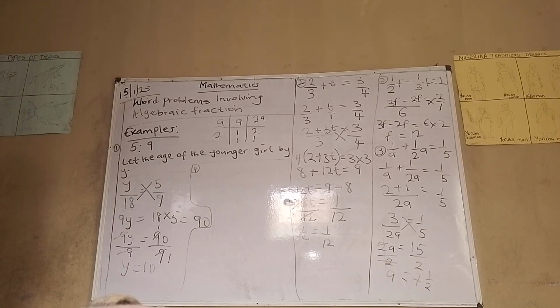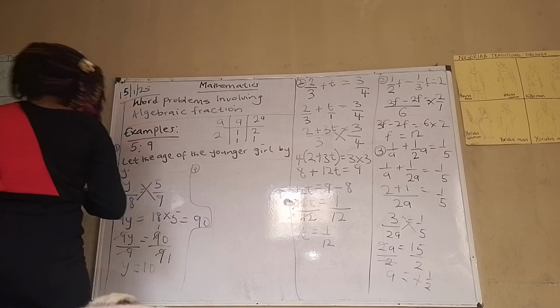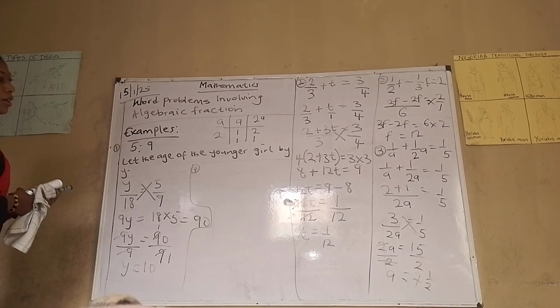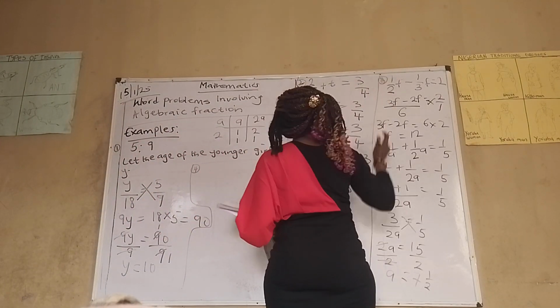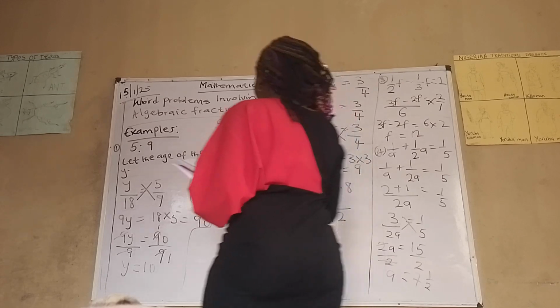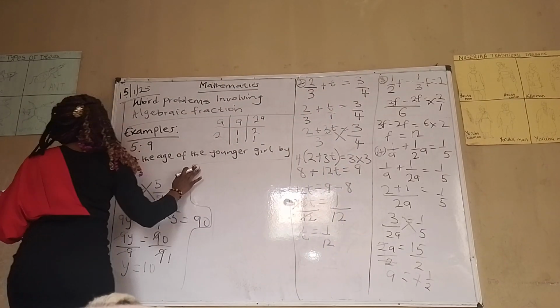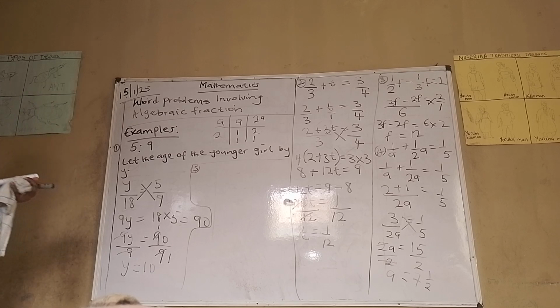Number 4. What does number 4 say? Number 5. Is it number 5? Yes. Oh, I'm sorry, this was number 3. This was number 4. Then number 5. What does number 5 say?